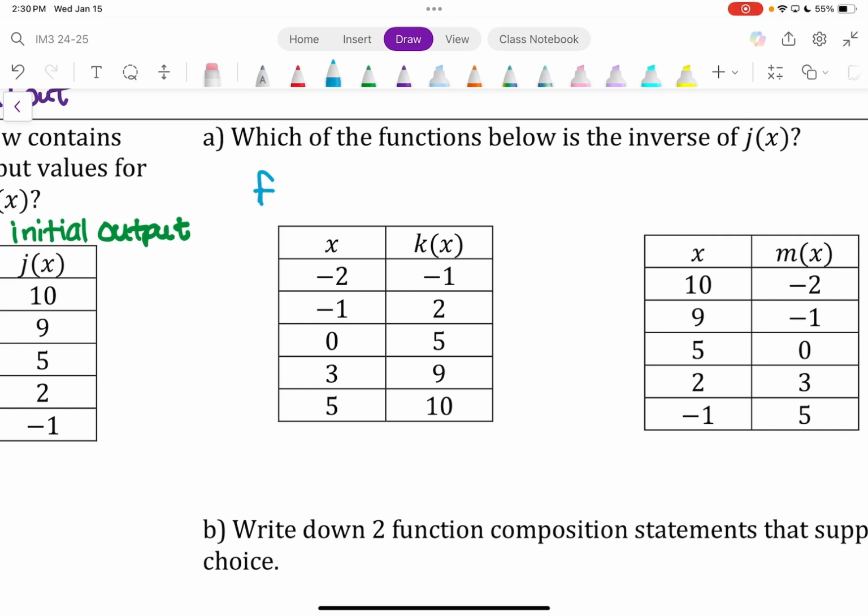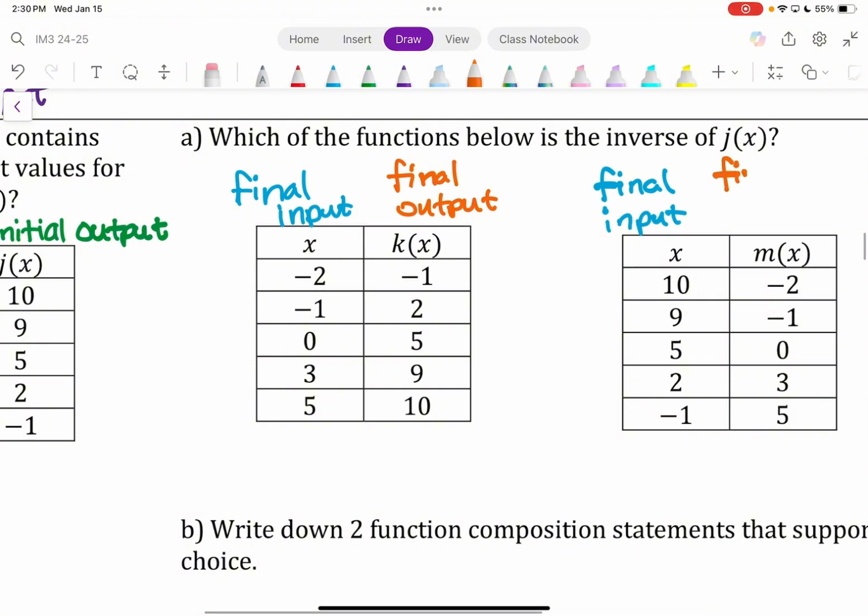This one would be final input on the left side and final output on the right side. Repeat the same step for the next table. Final input on the left, final output on the right.